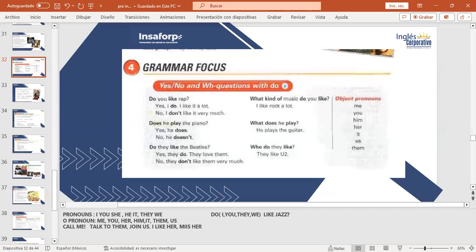And we use does with he, she, it. And we also can make the same question. Does he like? Or does she like? Okay. So we're gonna go to the exercise.